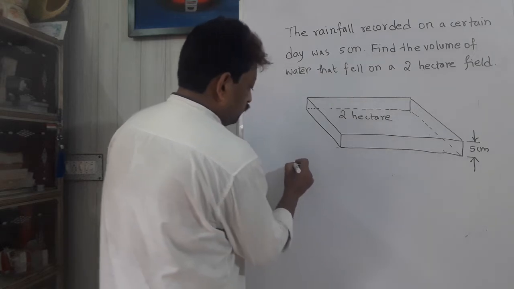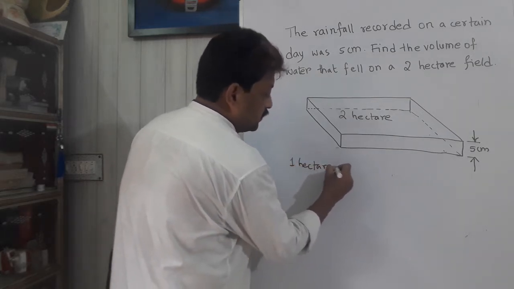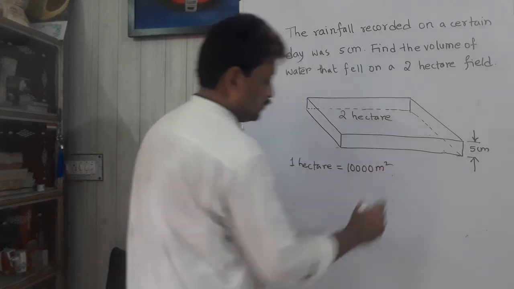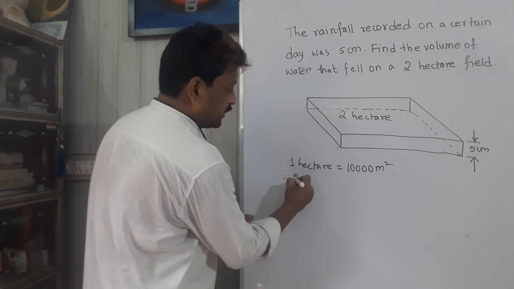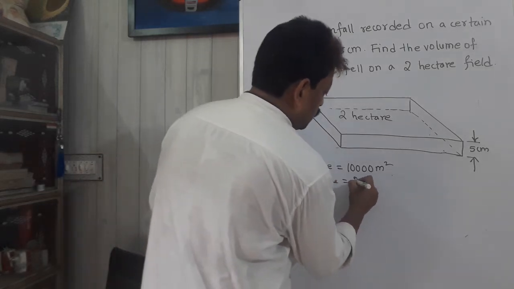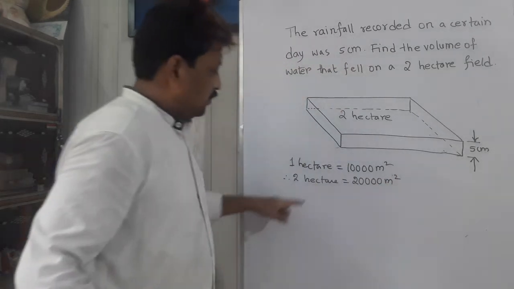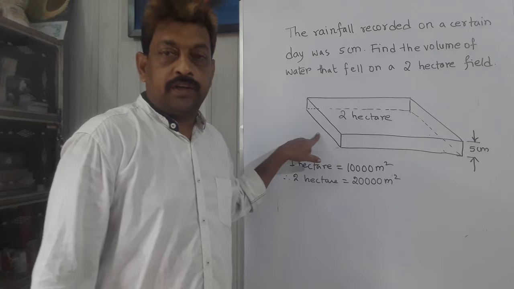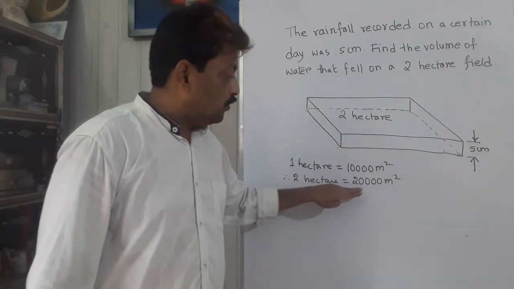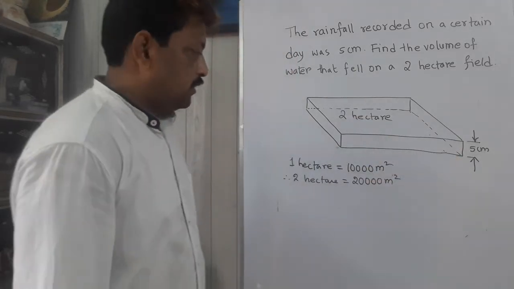Now we all know 1 hectare equals 10,000 meters square. Therefore 2 hectare equals 20,000 meters square. Okay. So area is the product of length and breadth. So the product of length and breadth is given as 20,000 meters square and height is given 5 centimeter.